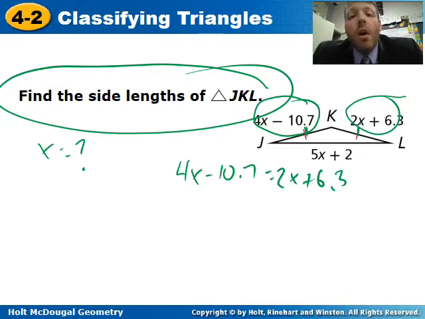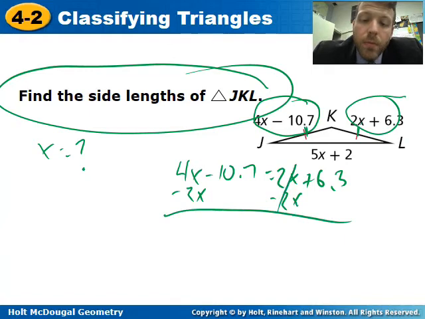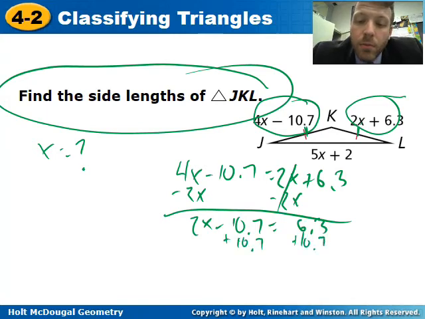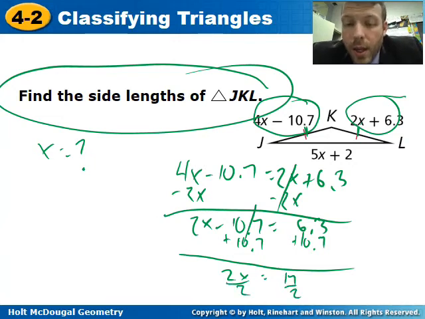Okay, so then you need to solve this, right? So what we're going to do is subtract 2x. We're going to get 2x minus 10.7 equals 6.3. We're going to add 10.7. We're going to get 2x equals 17. We're going to divide by 2, and we're going to get x equals 8.5.